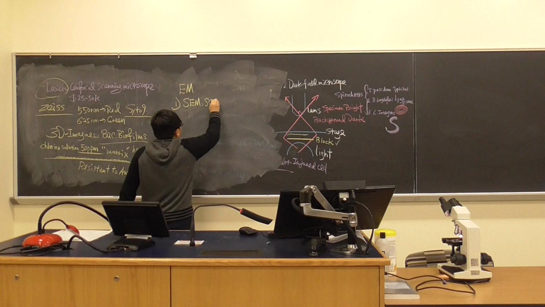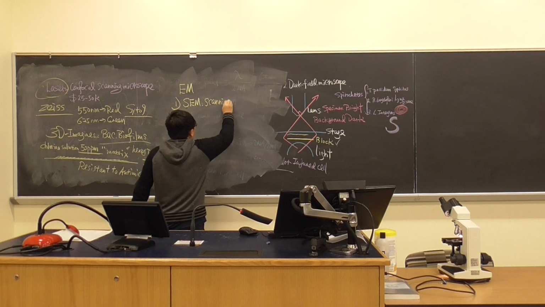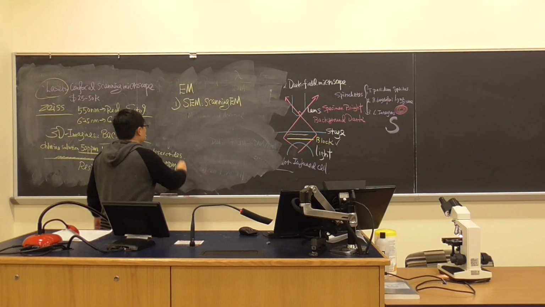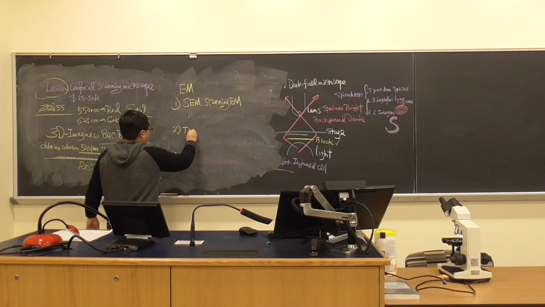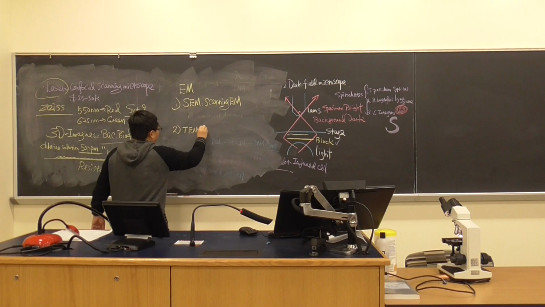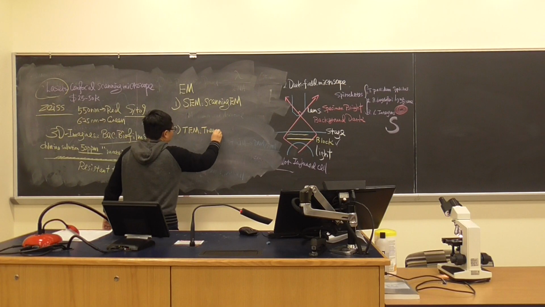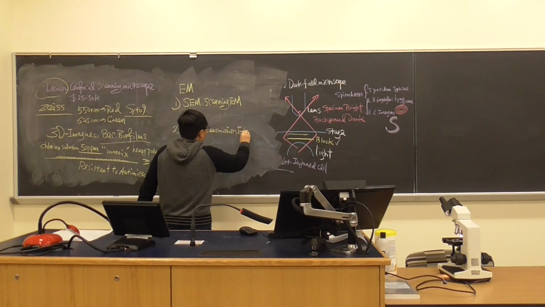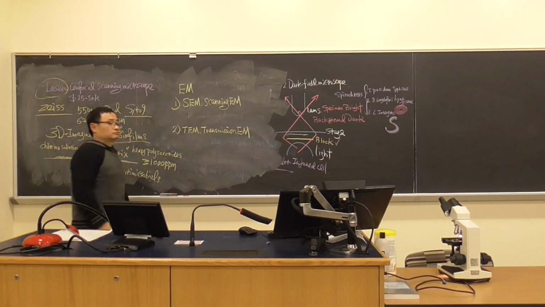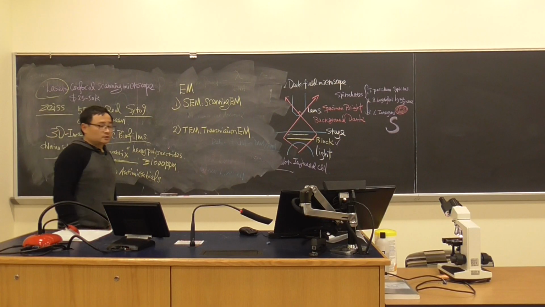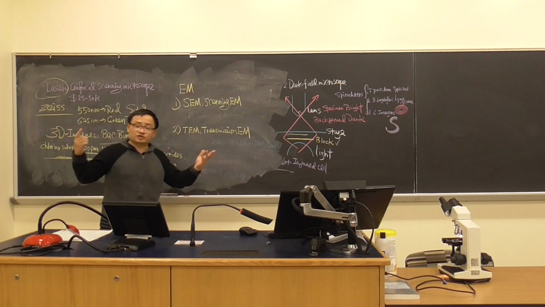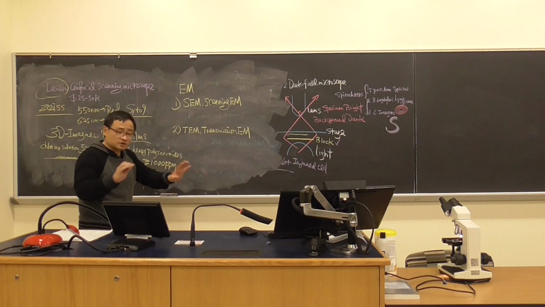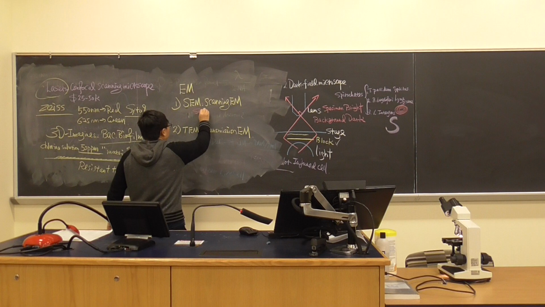What's that? Scanning electron microscope. Number two is TEM. What is that? Transmission electron microscope. So what's the difference? We already said the name is scanning. What does scanning mean? Going back and forth on the surface. So you can clearly see the surface.